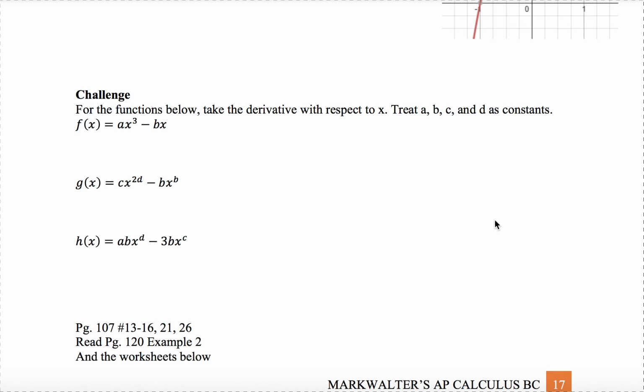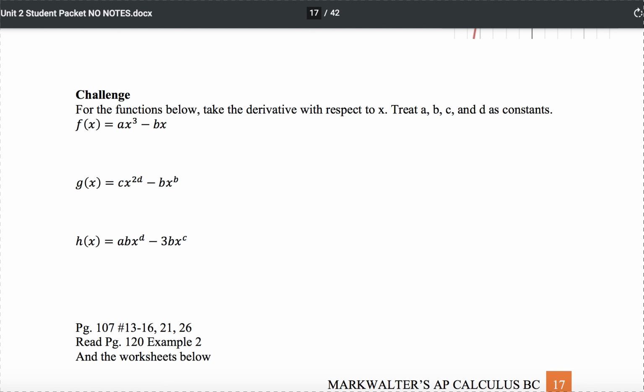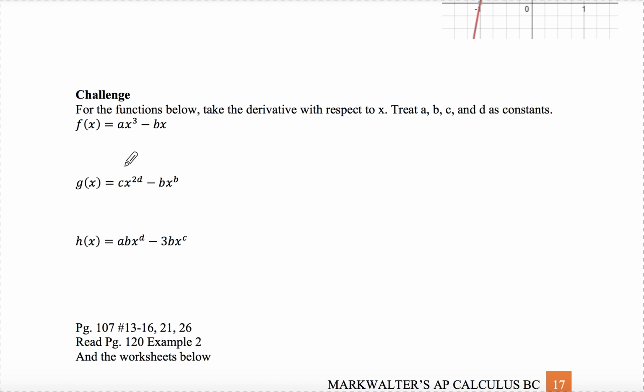Nice little challenge here. For the functions below, take the derivative with respect to x. X is our variable. Treat a, b, c, and d as constants, okay? Let me show you the first one, then I want you to give it a shot, and that's where we'll close out. So if a, b, c, and d are constants and x is our variable, the derivative here, we just got to think of a and b as numbers. Well, that's not too bad.